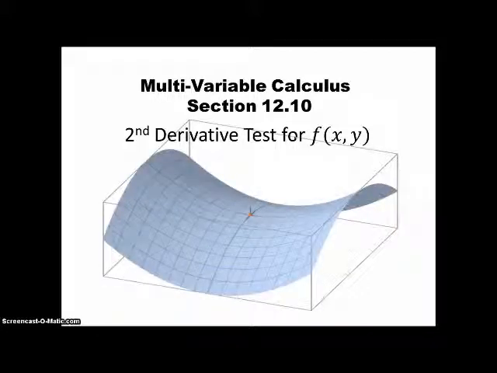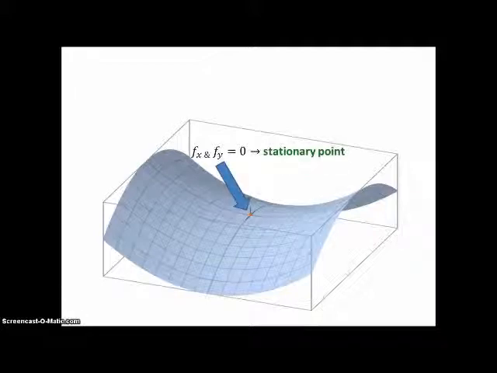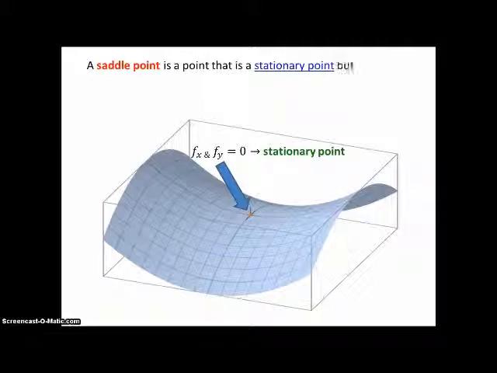Multivariable Calculus, Section 12.10, Second Derivative Test for a function of two variables. So here we have a little red point shown on this surface where both the partial derivatives are equal to 0. That's called a stationary point. A saddle point is a point that is a stationary point but not a local extremum.